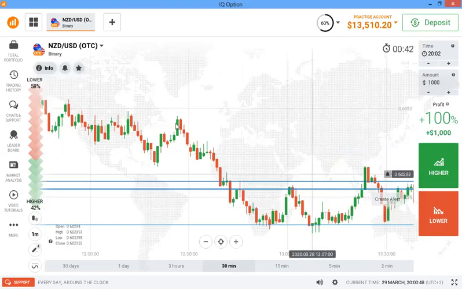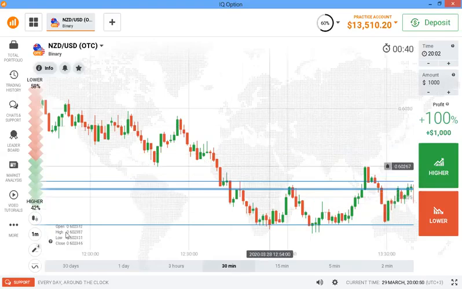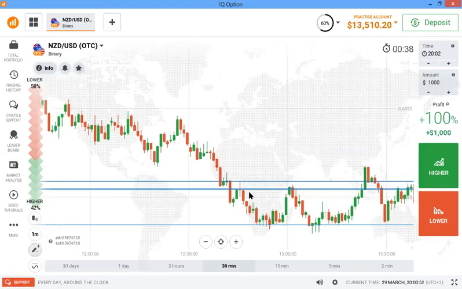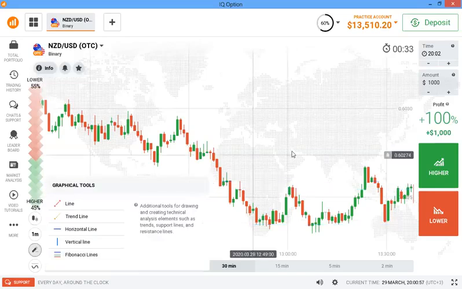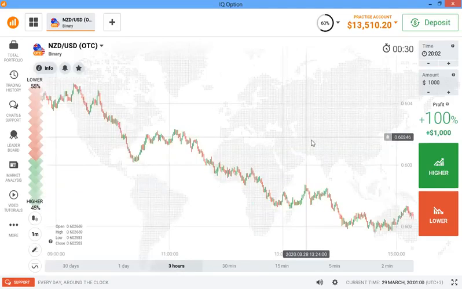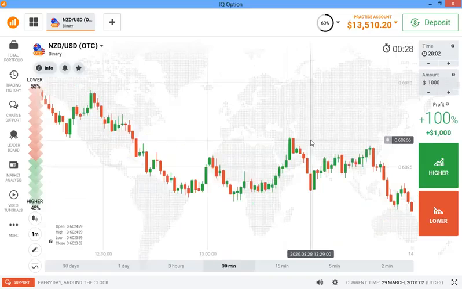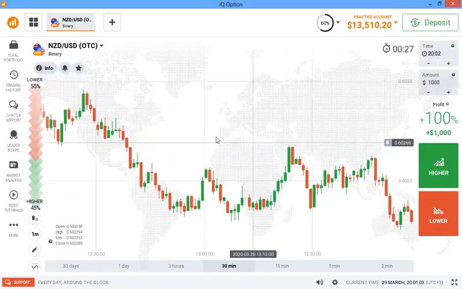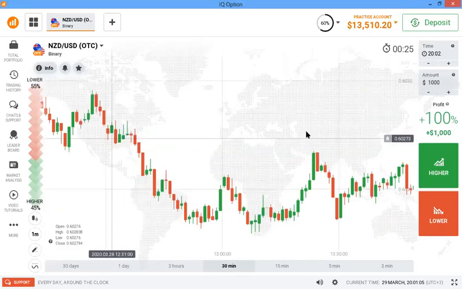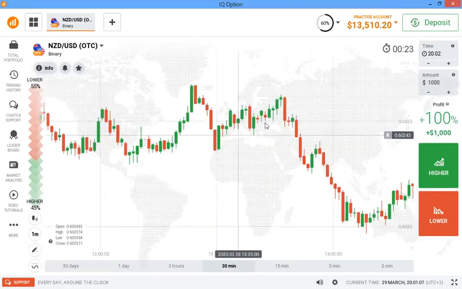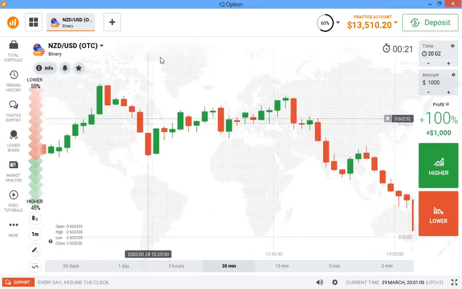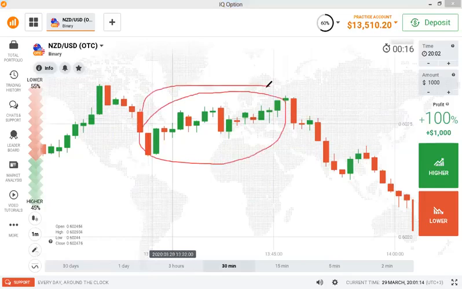Okay, so now in this kind of situation, I'm just using this ranging market as an explanation. When you want to draw your buyers and sellers area, now look at it. Let me show you. Let's say in this kind of situation, you want to find the sellers area.